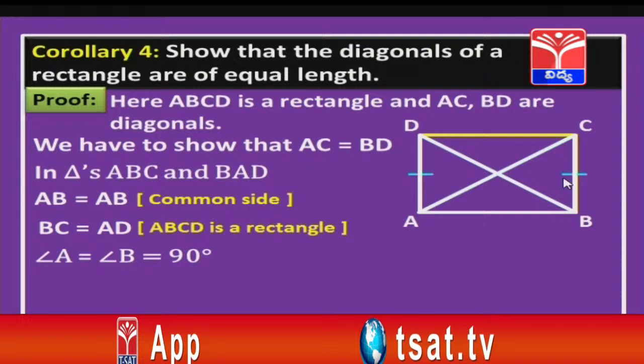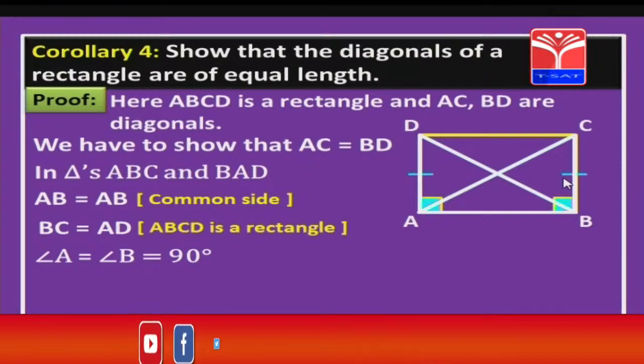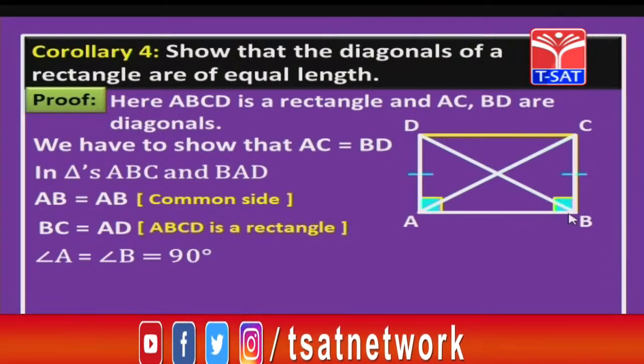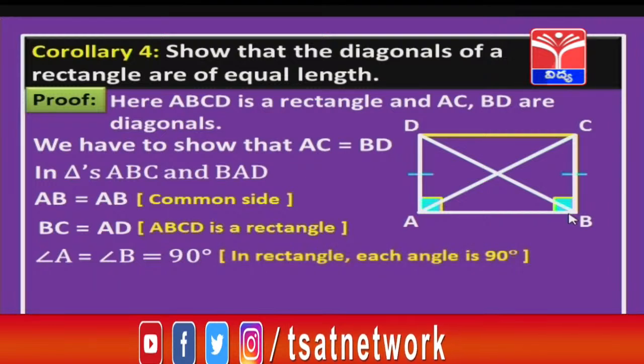Then anything else, children? Yes, angle A and angle B both are equal and equal to 90 degrees. Again, why are these two angles equal to 90 degrees? Because again it is a rectangle.